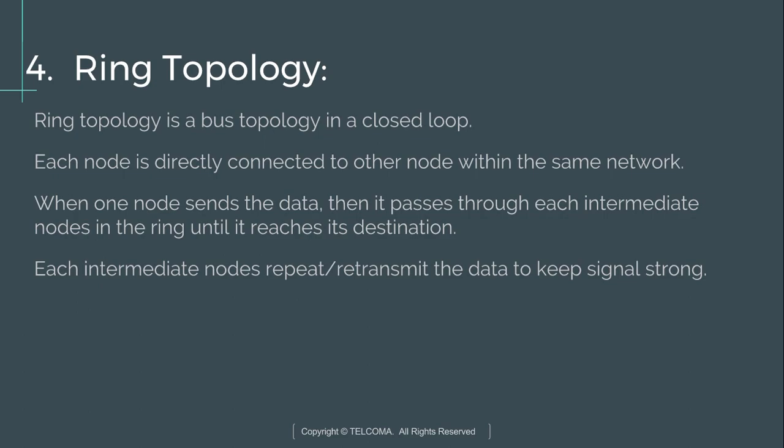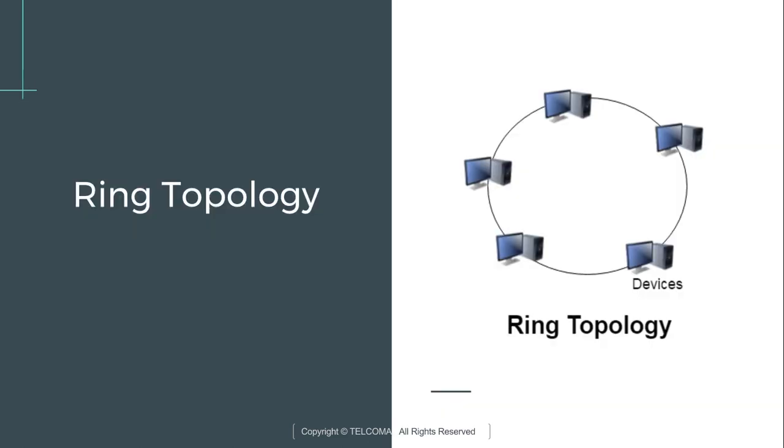Ring topology is a bus topology in a closed loop. So each node is directly connected to the other node within the same network. When one node sends the data, it passes through each intermediate node in the ring until it reaches its destination. Each intermediate node repeats or retransmits the data to keep the signal strong. As shown in the diagram, the devices are connected in the form of a ring.